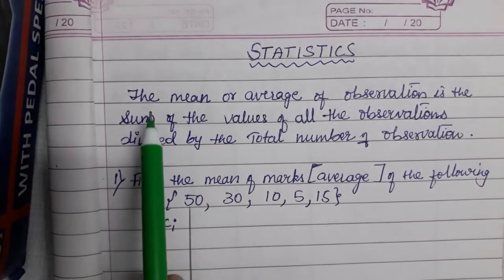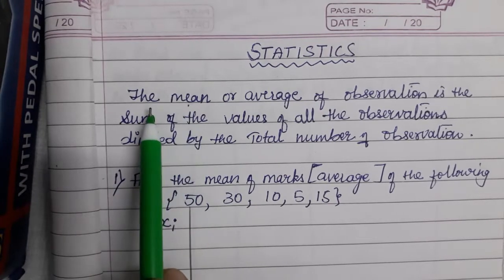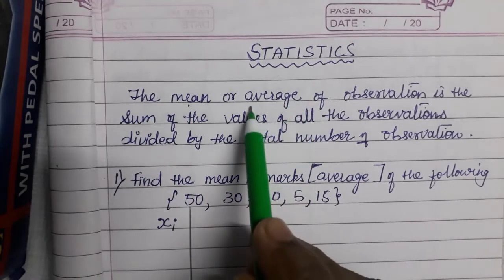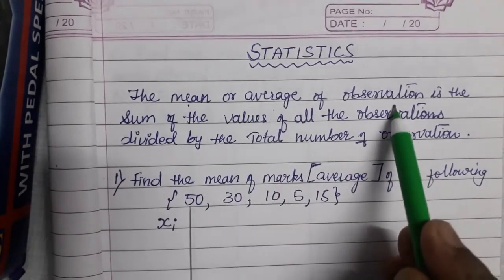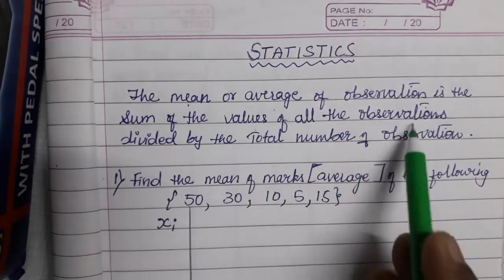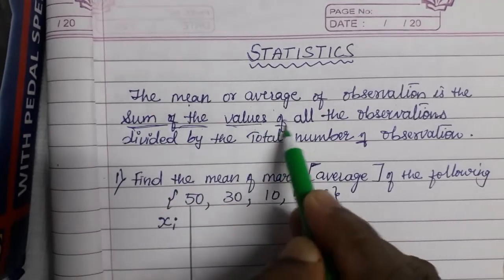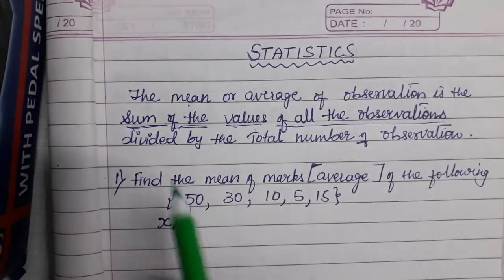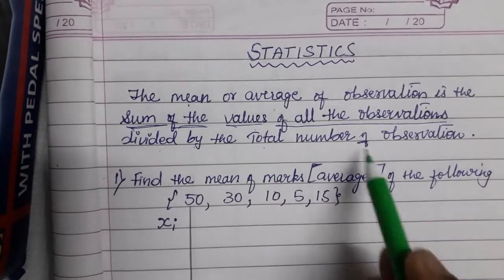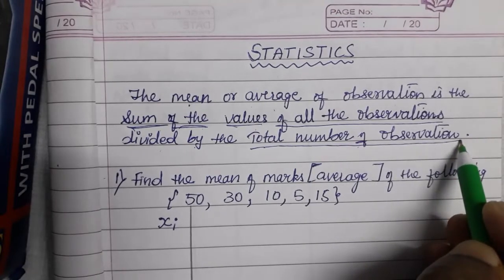So today we'll be learning the calculation of mean, which we have already learned. But again, it is the first topic of 10th standard statistics. What is mean? The mean, also called the average of observations, is the sum of the values of all the observations divided by the total number of observations.